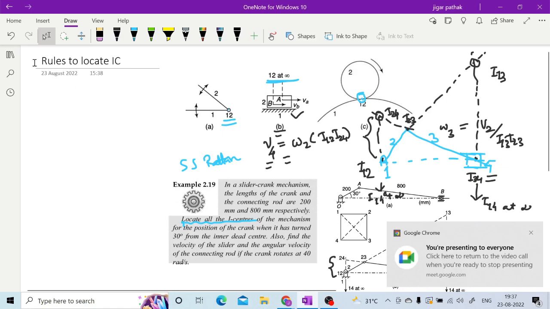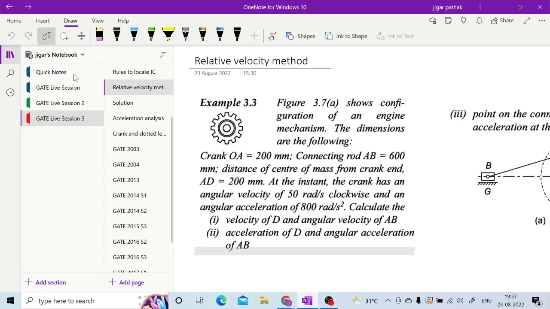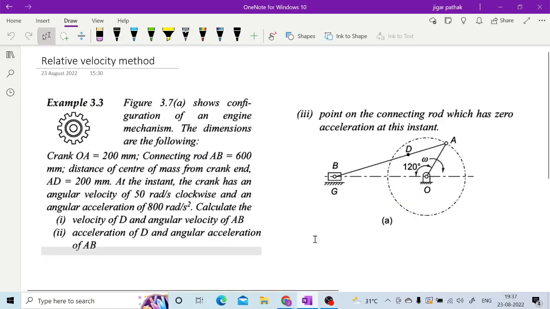Next is this relative velocity method. In the relative velocity method, whenever you are having a rigid body, it will have relative motion between points on the same body. As we have seen in the instantaneous center of rotation, in the relative velocity method we will see how one rigid body is having relative motion about the center of rotation, the fixed pivot about which it is rotating. So for that we have directly taken this question.